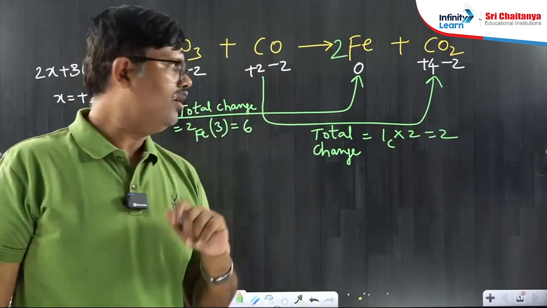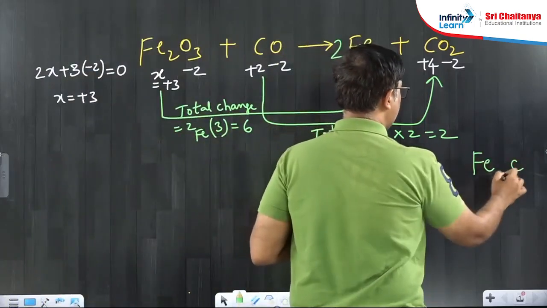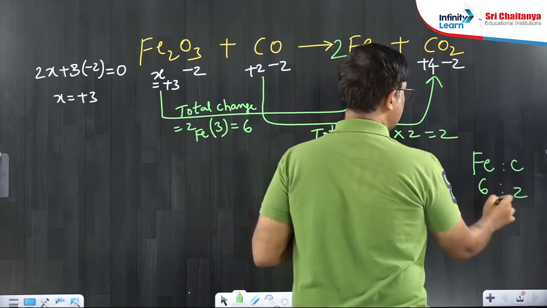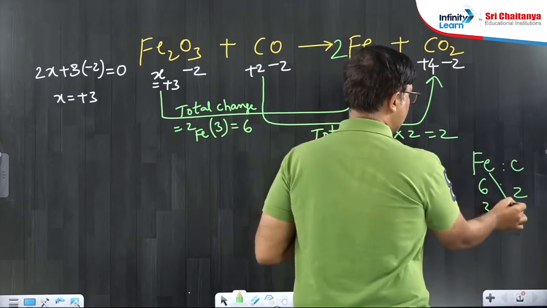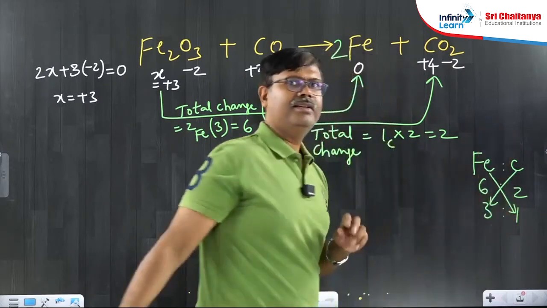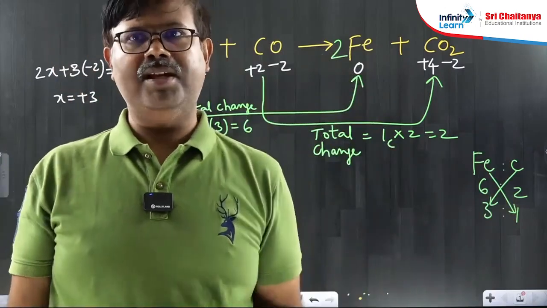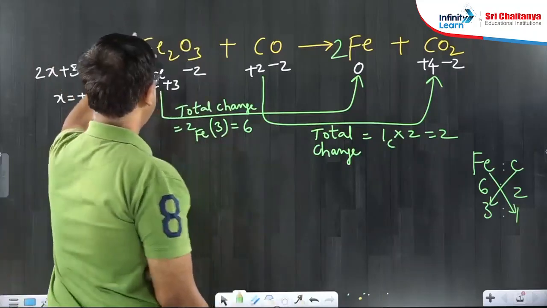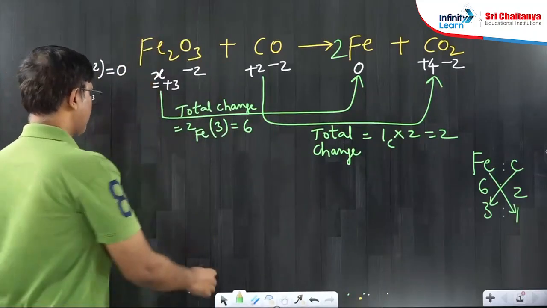Now take the ratio and cross multiply. So iron to carbon, what is the ratio? 6 is to 2, which means the simplest ratio is 3 is to 1. Now cross multiply: iron substances with 1, carbon substances with 3. 1 multiplied with 1 means nothing will change. Already 1 is there in the picture. 1 into 1 means 1 only. No need to change anything.